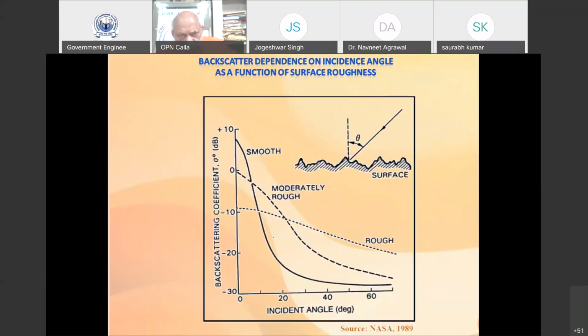Then here it is shown for the surface and the angular scenario, from 0 degree to 60 degree, sorry, and 20 to 40. So this is the normal angle, for a rough surface, a moderately rough surface, and a smooth surface. We can make a choice depending on the type of surface we have, to get the proper backscattering coefficient.